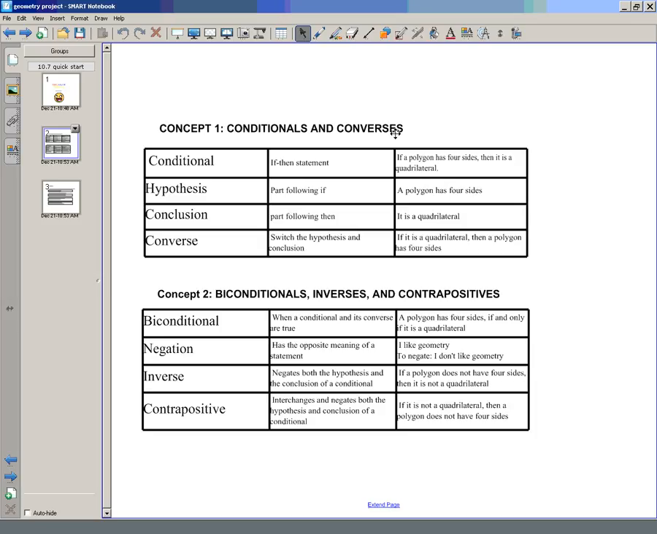A converse is when you switch the hypothesis and conclusion in a sentence. An example of that would be, if it is a quadrilateral, then a polygon has four sides. So it's opposite of what the original sentence was.